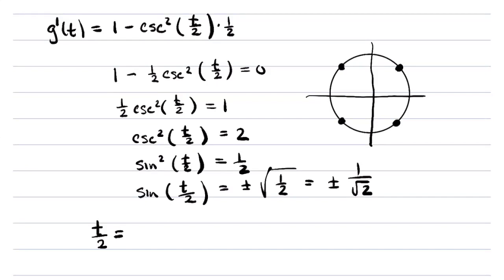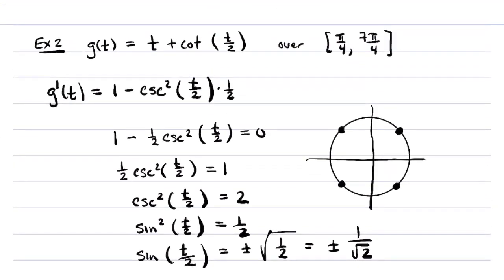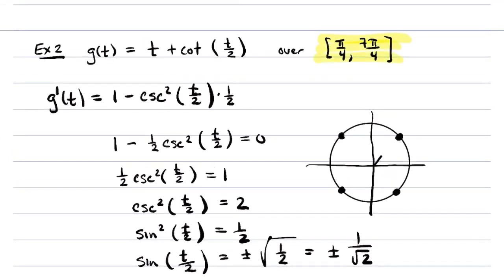So t over 2 is either pi over 4, 3 pi over 4, 5 pi over 4, 7 pi over 4. We'll write more if we need, but then I'm interested in t, so I'm going to double all those. So t is either pi over 2, 3 pi over 2, 5 pi over 2, or 7 pi over 2. And the screen's not very big. Sorry about all the scrolling, but I need to always keep in mind, where am I talking about? I'm talking about angles that are at least pi over 4, but no more than 7 pi over 4.